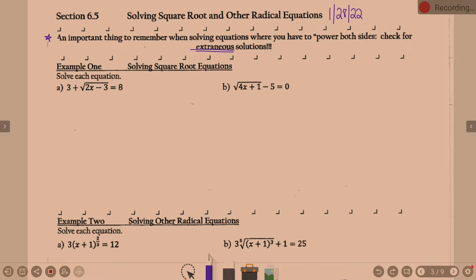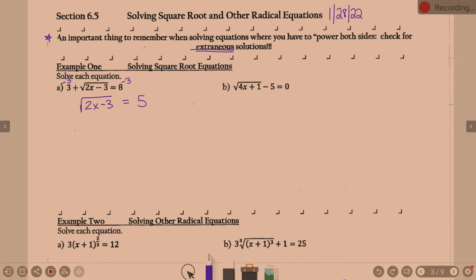Okay, it's a positive 3. It's being added to this radical. And so to move that term to the other side, we're going to subtract 3. If I subtract 3 on the left, I'm going to subtract 3 from the right. So on the left, 3 minus 3 cancels. I have the square root of 2x minus 3 equals, what is 8 minus 3? 5. Okay, so step 1, isolate the radical. Get that radical by itself.